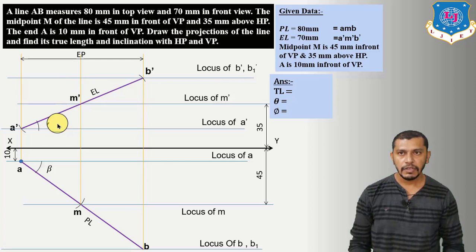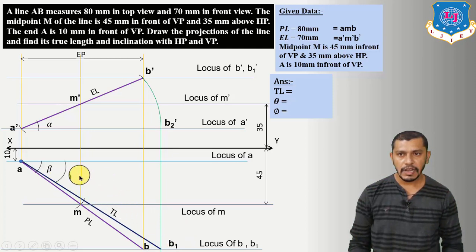Now we have to find out the true length and true angle of inclination of the line with HP and VP. That means we have to find out the TL, the true length of the line, and we have to find out the theta and phi angles. So if we want to find out the true length, take center at A dash, radius equal to A dash to B dash, give an arc up to the locus of A dash. Here we will get B2 dash, and from B2 dash draw a straight line up to the locus of B. Here we will get B1. So this will be our B1, and by connecting B1 to A, we will get the true length, which is inclined at an angle of phi to the XY reference line. So phi is the angle of inclination of the line with the vertical plane.